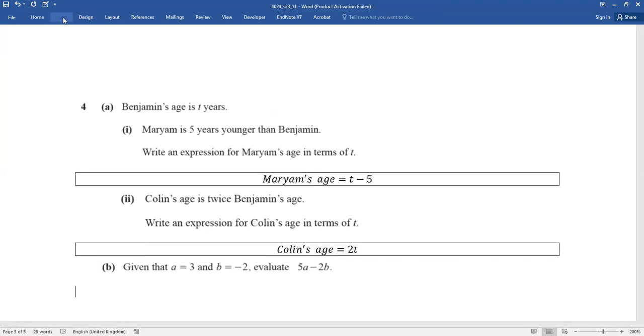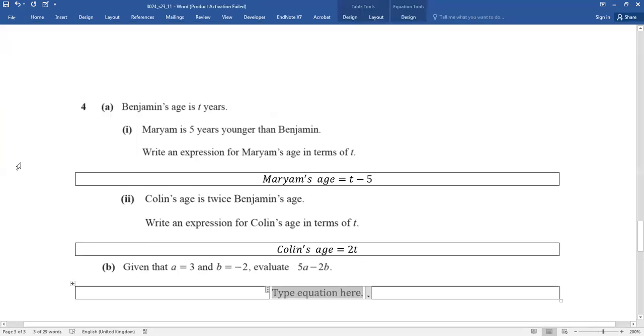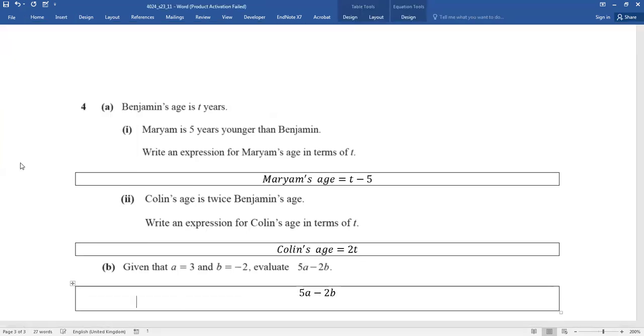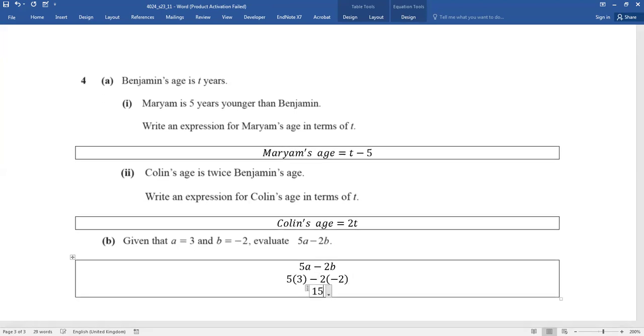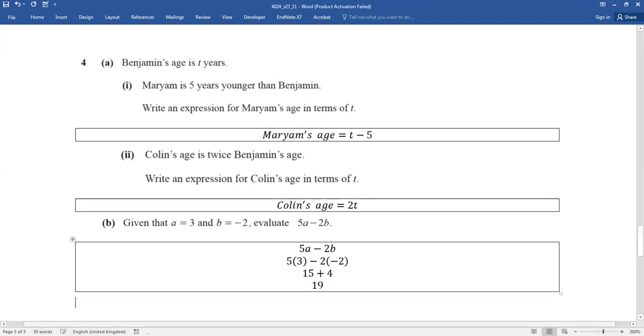Now in this one, another basic algebra question, because it asks us to find the value of 5a minus 2b. The value of a is 3, always use brackets. The value of b is negative 2. So 5 3s are 15, and then minus 2 multiplied by minus 2 is plus 4. So the value is 19.